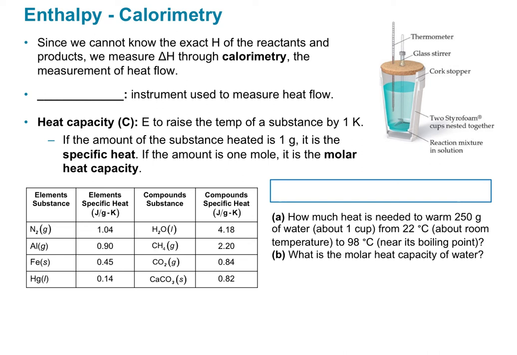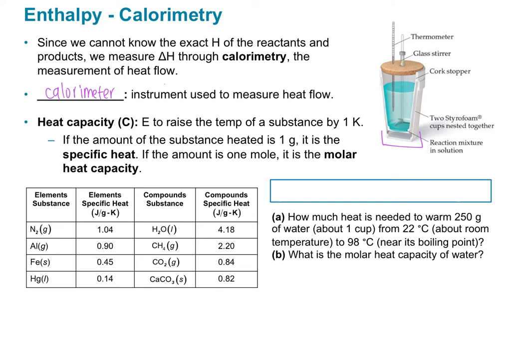In this next bit, we're going to talk about how we could find the enthalpy using a calorimeter. So calorimetry is a process that we can use to measure the heat, specifically using a temperature change. And we're going to use a calorimeter to do that. So this is a calorimeter. This is a coffee cup calorimeter, which is most commonly used in chemistry labs.